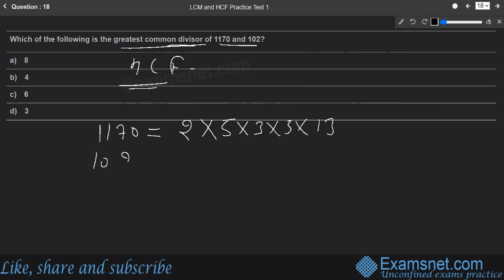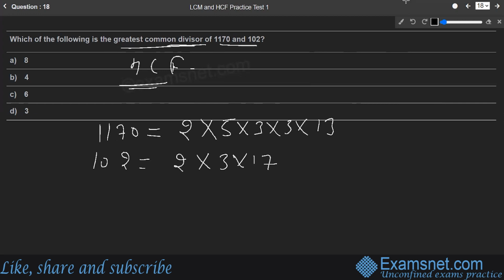Let us do the factors of 102. 102 can be divided by 2. If we divide 102 by 2, we are left with 51. Then 51 can be divided by 3, 17 times 3 is 51, and at last 17 will come out. So these are the factors.